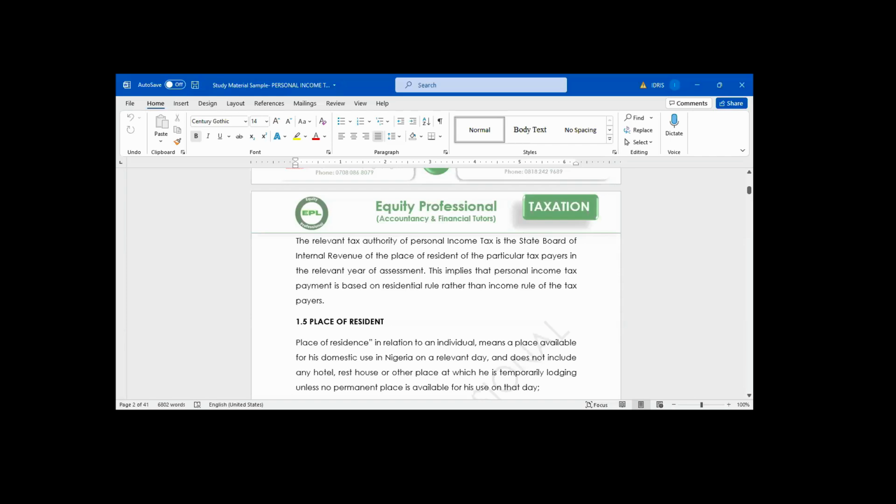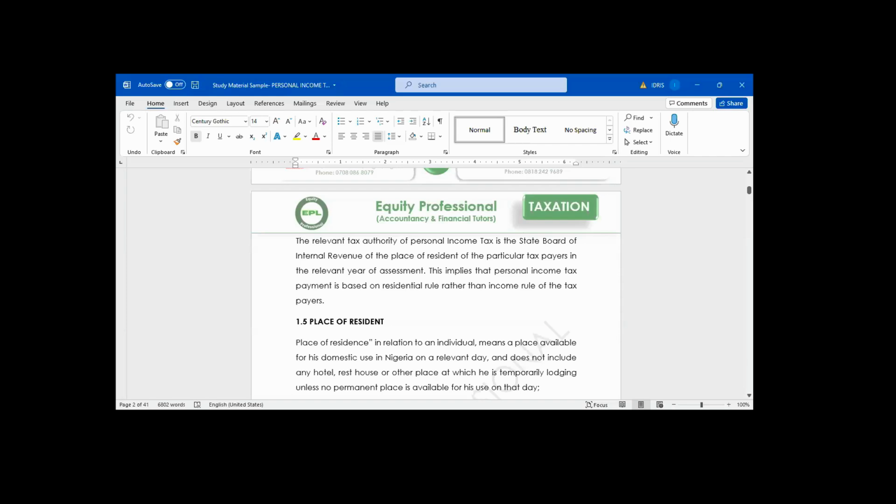What that means is that the state you are residing in is where you remit your personal income tax. Personal income tax is based on place of residence, which is the residential rule. When you are working in Lagos and you are residing in Ogun State, the law says you need to pay your personal income tax to the Ogun State government. That is where you are residing, not where you derive the income, though you derive the income in Lagos. You need to remit your personal income tax to who? To the Ogun State government.